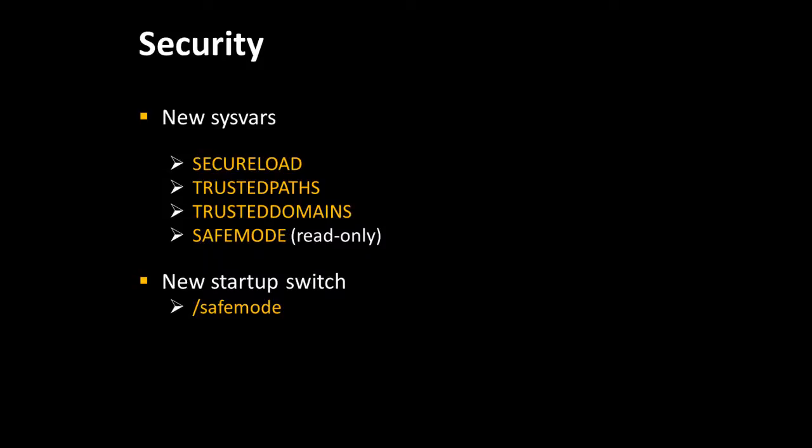A couple of enhancements concerning security and some new system variables have been introduced in that new release of AutoCAD. So the first one is SECURELOAD. This is a master switch that will either enable or disable all those security features. So that's basically a system variable that can be set to 0 or 1 in order to activate or disable those security features. Then TRUSTEDPATHS is a collection of paths that are considered trusted.